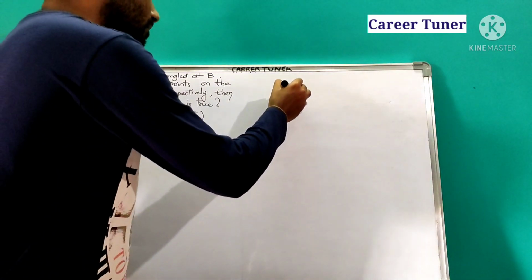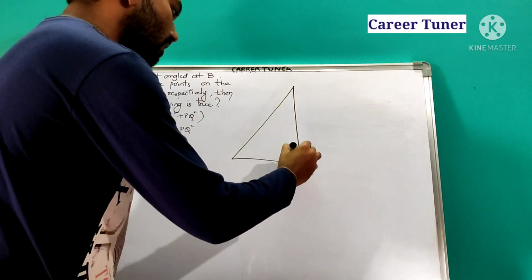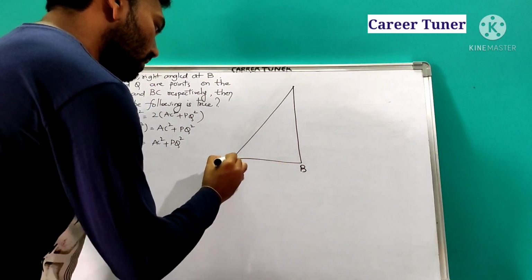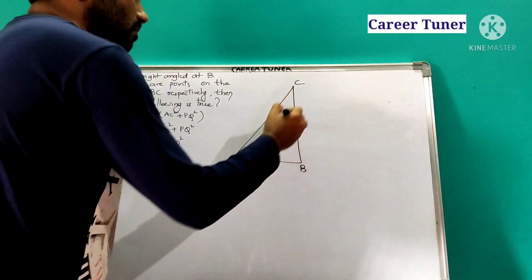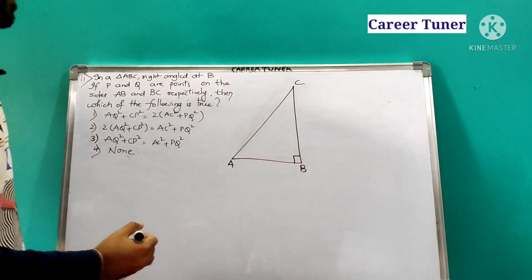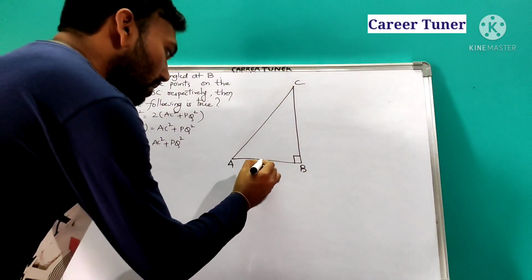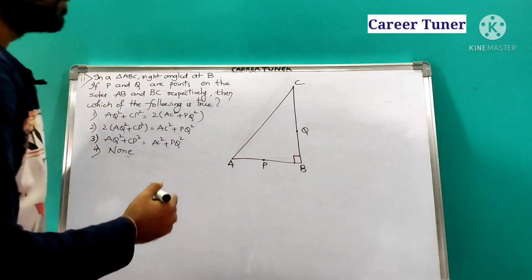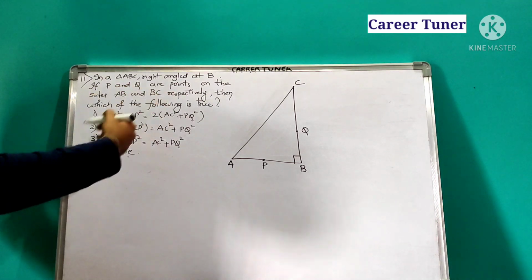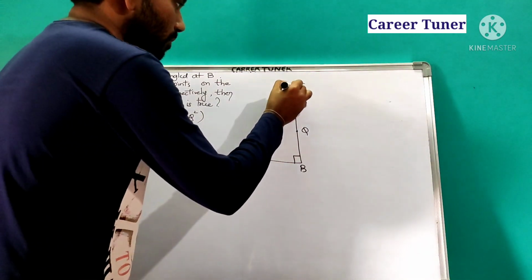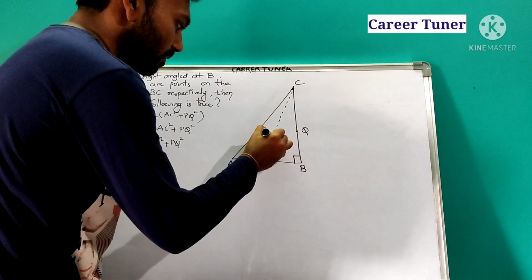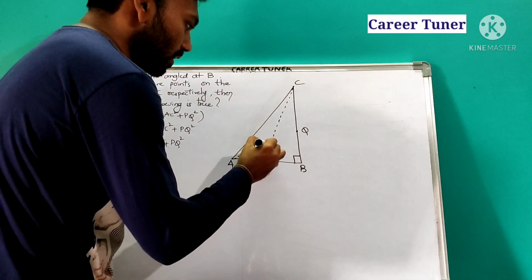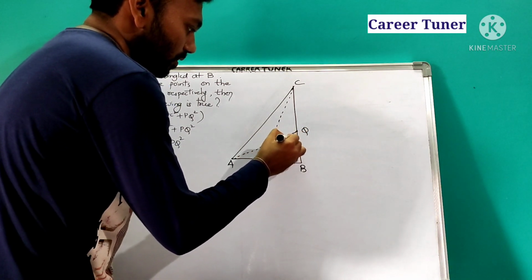Okay, now let this be a right angle triangle which is right angled at B. So A, B here and C, this is the right angle. Now P and Q are points on AB and BC. So let us suppose that P is a point here and Q is a point here. Now what is he saying, then which of the following statements is true? So now I am going to join C to P, next I am going to join A to Q, and I am going to join PQ.